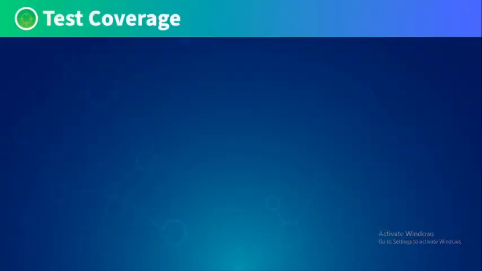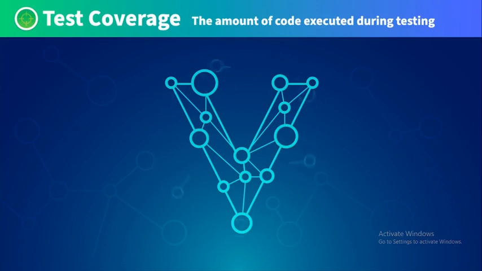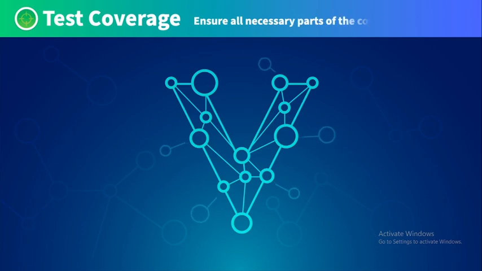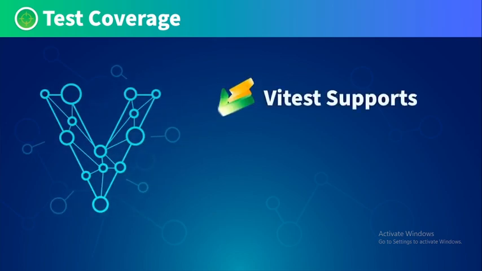Test coverage is a metric that measures the amount of code that is executed during testing. The goal of test coverage is to ensure that all parts of the code are tested and that there are no untested or under-tested parts of the code. Vitest supports test coverage from providers such as V8 and Istanbul.